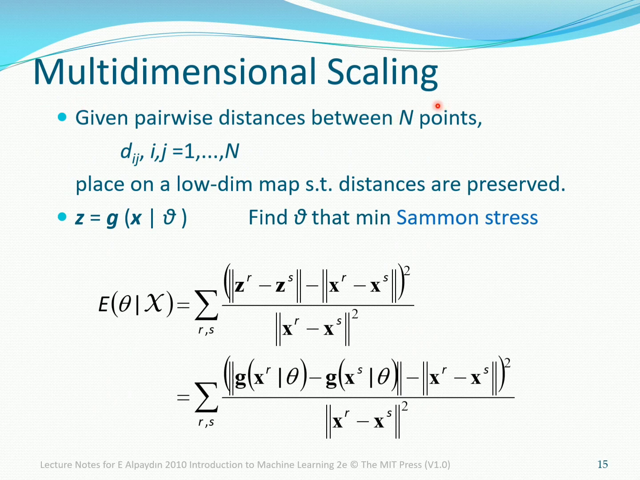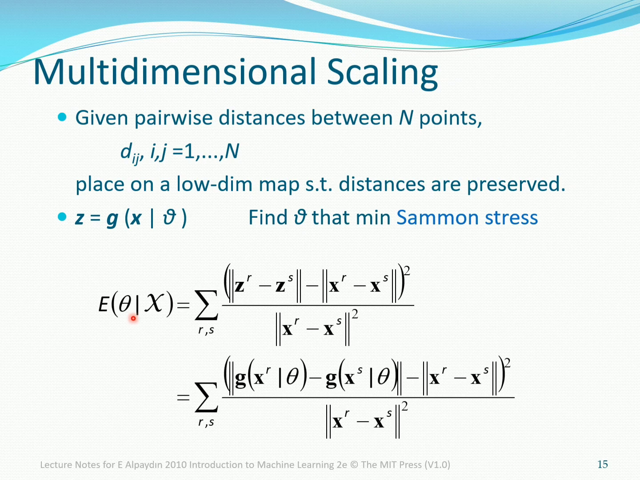Multidimensional scaling. Multidimensional scaling is used to translate information about pairwise distances among a set of n objects or individuals into a configuration of n points mapped into an abstract Cartesian space. The Dij, where i, j equal 1 to n, are placed on a low-dimensional map, and distances are preserved. Z equals g of x given theta. Find theta that has the minimum summation stress.